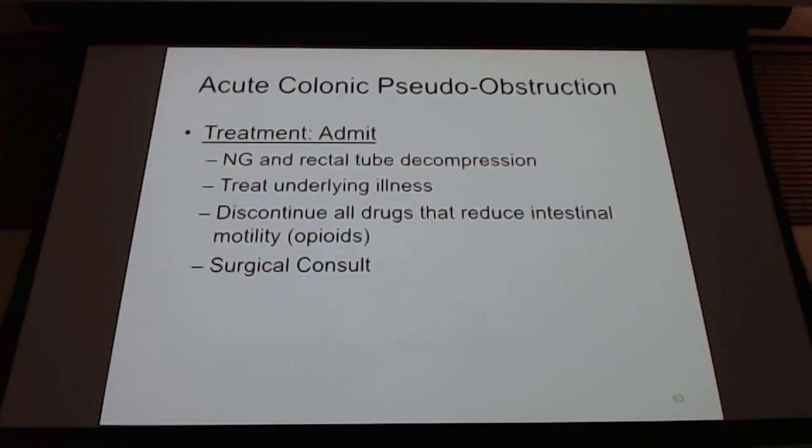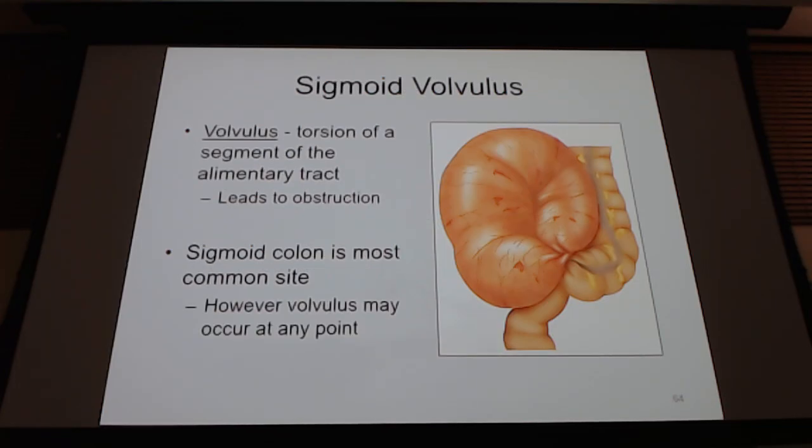Now we're going to talk about what I said happens in the sigmoid. We talked about diverticulitis, but we also have this. This is basically a torsion that happens. Torsion can happen to ovaries, torsion can happen to testicles, torsion can happen in the sigmoid colon, right there, leads to obstruction. Sigmoid colon, most common, but it can occur anywhere.